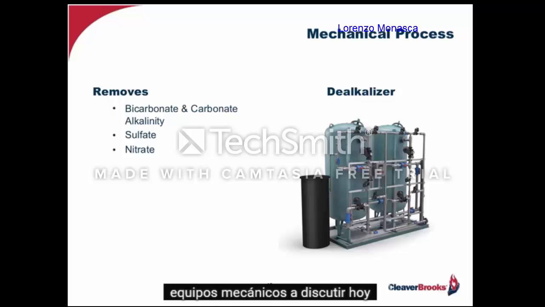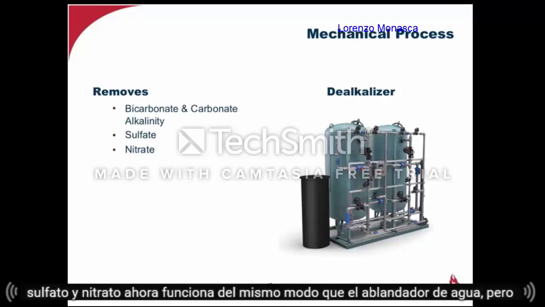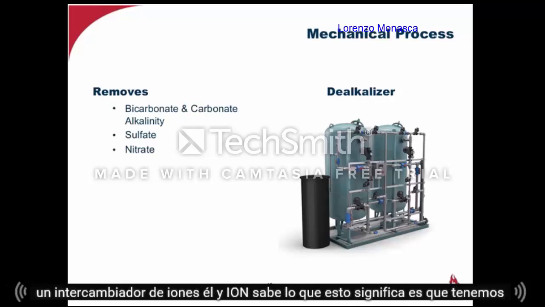The next piece of mechanical equipment we'll be discussing today is the dealkalizer. Now, its main job is to remove the bicarbonate and carbonate alkalinity from the feed water. But it will also have some effect on the removal of sulfate and nitrate. Now, it works the same way as the water softener, but rather than being cation, it's an anion exchange, A-N-I-O-N.